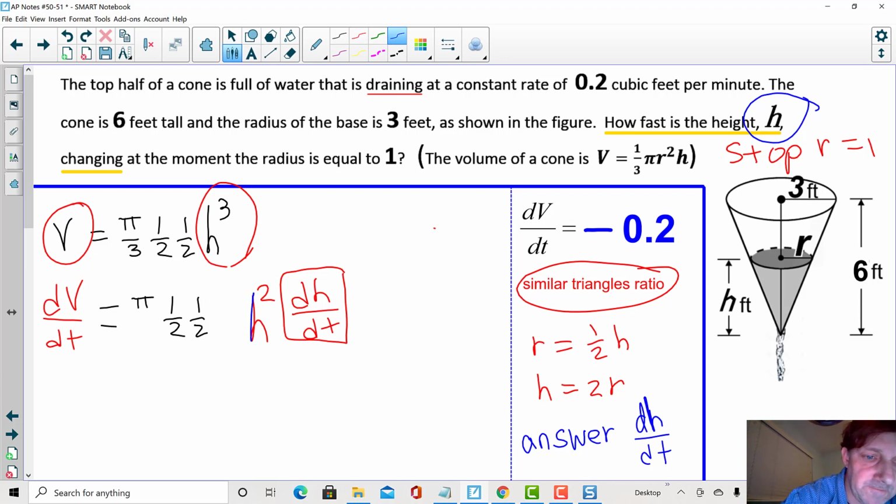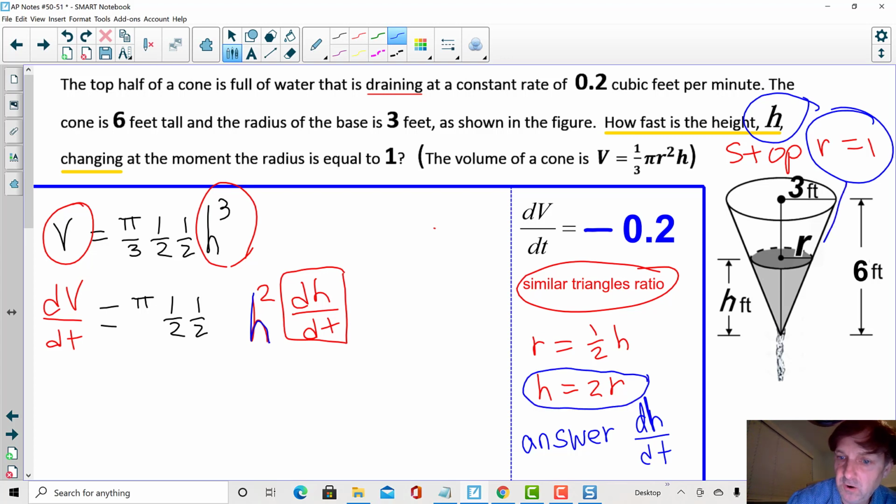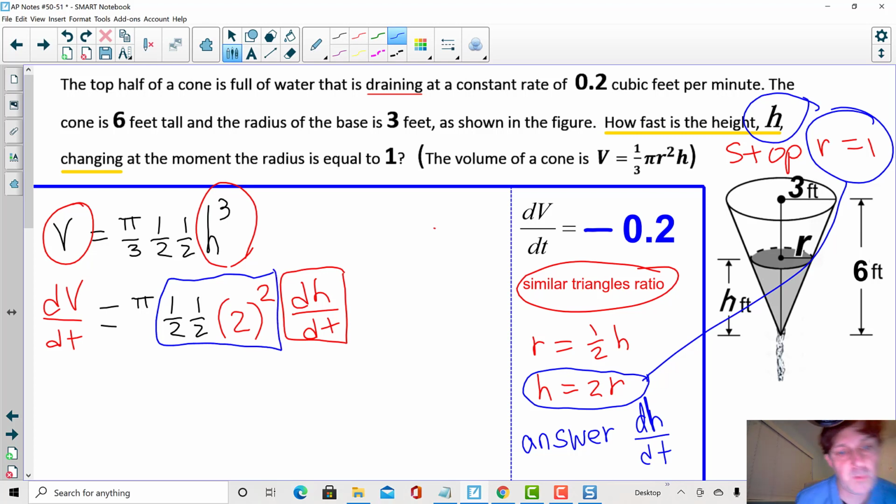We want to plug in for h, but we weren't given h, we were given r. But that's okay because we have a formula for h in terms of r. If we plug in r equals 1, we get h equals 2 times 1. So h would equal 2. So we can plug in a 2 for the h. Okay, now I think you can see why I left the 1/2 and the 1/2. It's because it's going to cancel with the 2 squared. So all this stuff cancels here, and I'm just left with pi times dh dt.